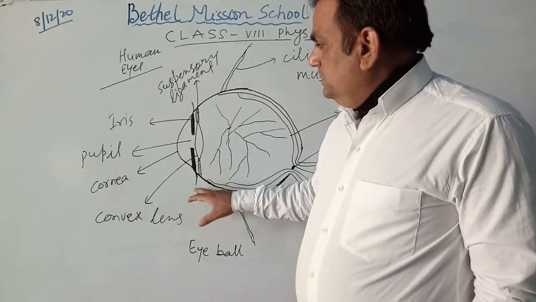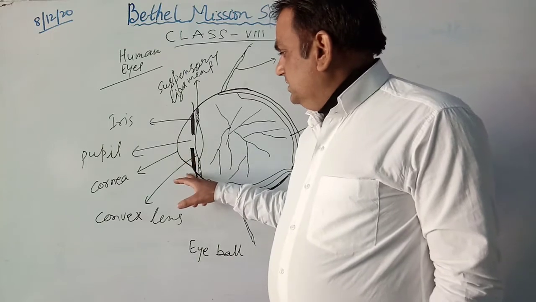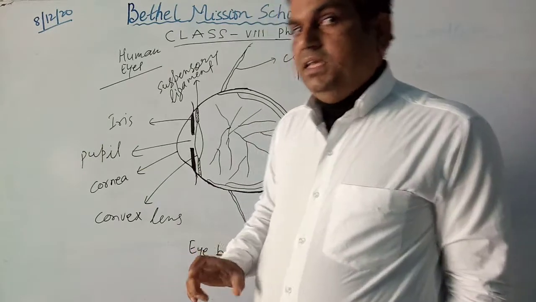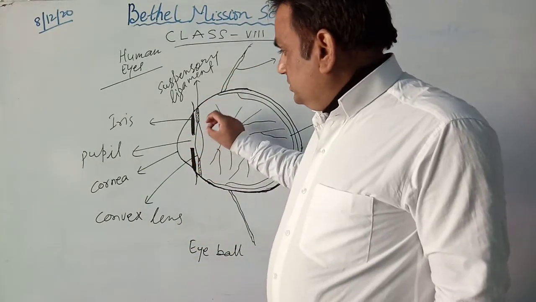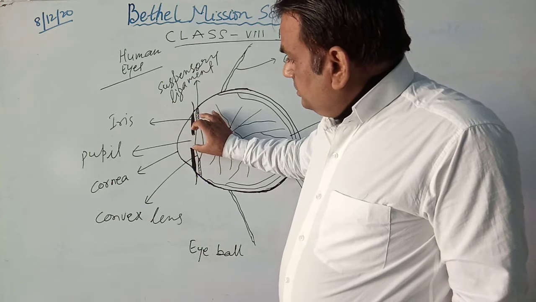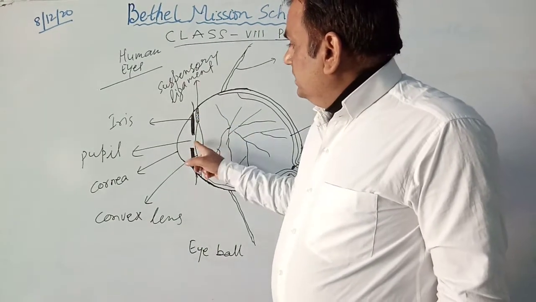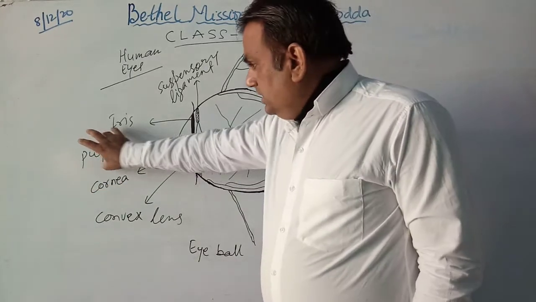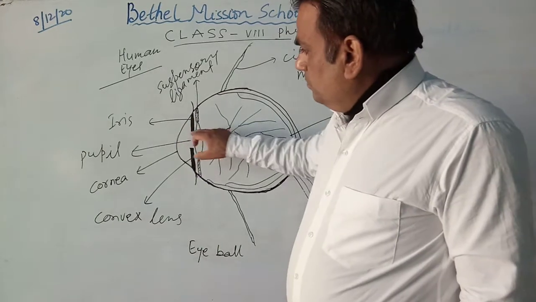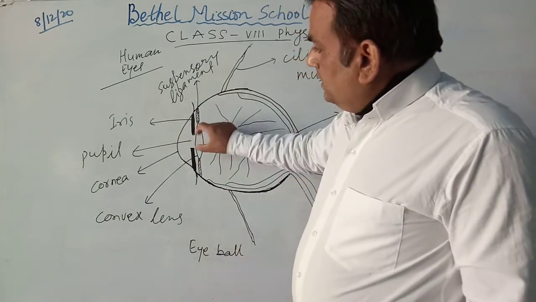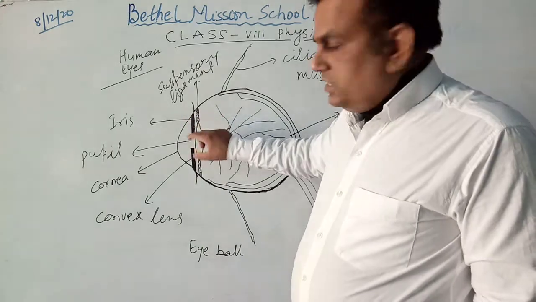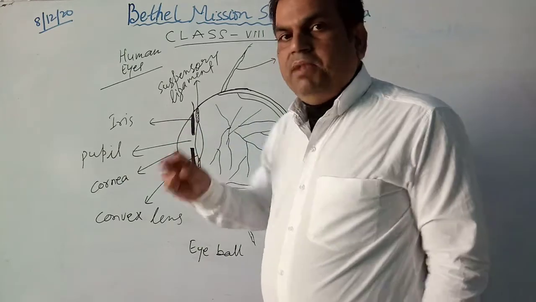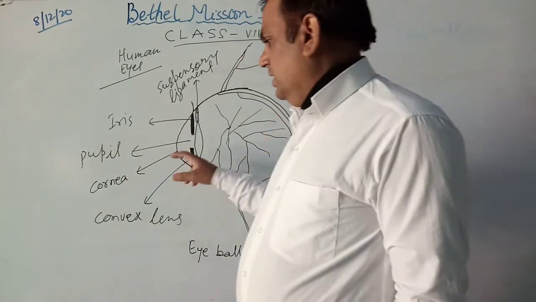And there is the iris. The iris is responsible for letting light enter our eye. If there is brightness, then the iris will adjust, and the hole between the iris is known as the pupil. So the light comes through the pupil. The pupil expands or contracts due to the light, and the front transparent part of our eye is known as the cornea.